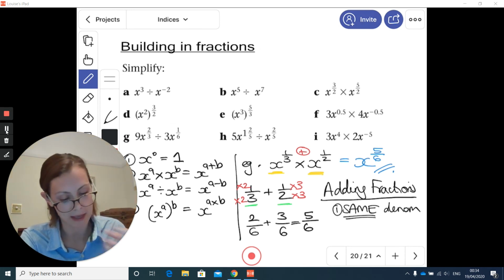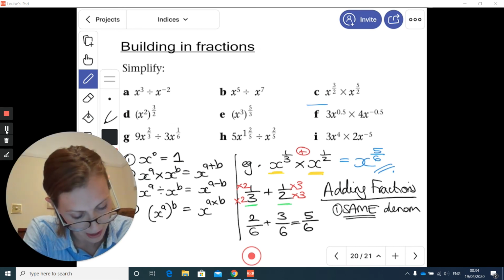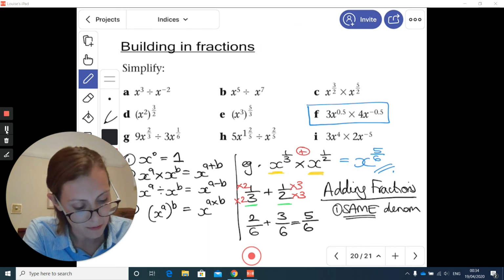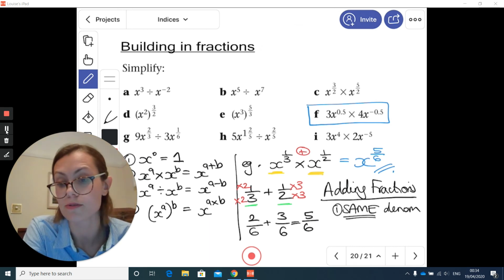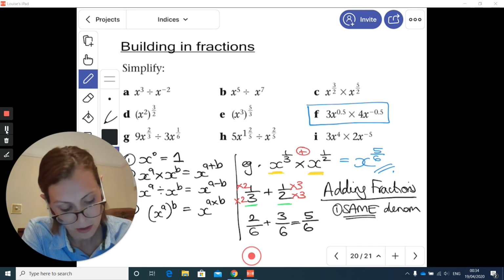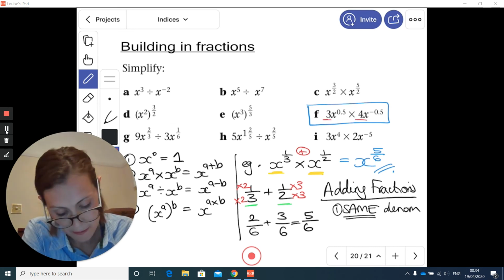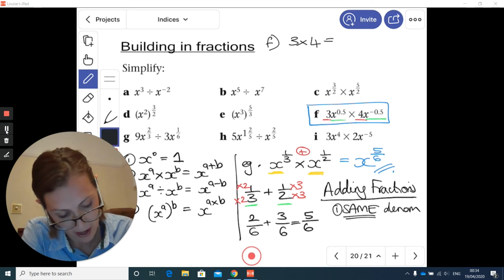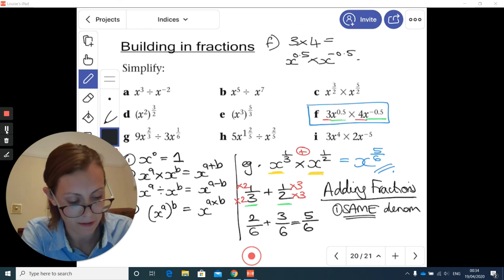And say again, if we look at F, when you have a go at F, you've got 0.5 and minus 0.5. You've got decimals. The rules don't change. You can do your number times your number. So I'm going to do it up here. I'm going to do 3 times 4 and work out what that is. And then I've got my x term and my x term. So I've got x to the 0.5 times x to the minus 0.5.